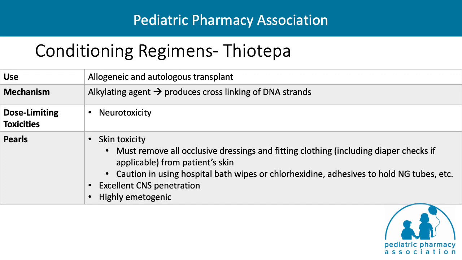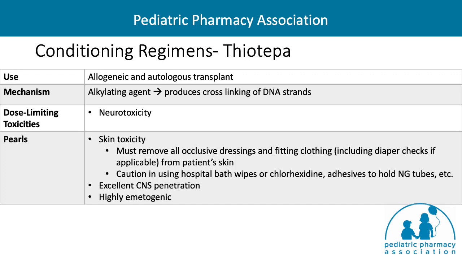Thiotepa is another agent used for conditioning in allogeneic and autologous transplant. It is an alkylating agent that produces cross-linking of DNA strands to induce cell death. Thiotepa has excellent CNS penetration. However, a dose-limiting toxicity that manifests is neurotoxicity, and that must be monitored.